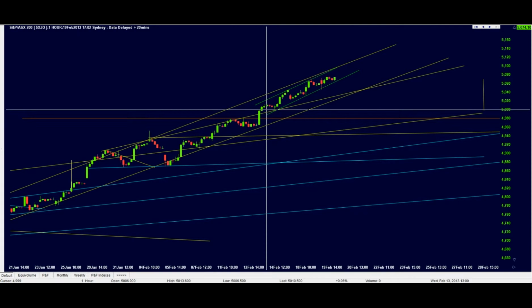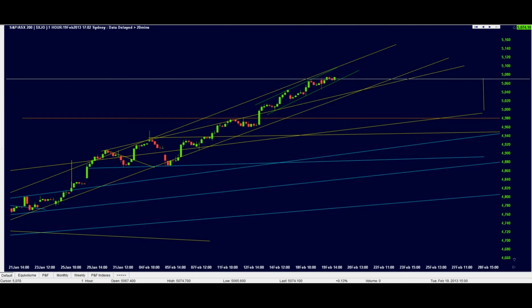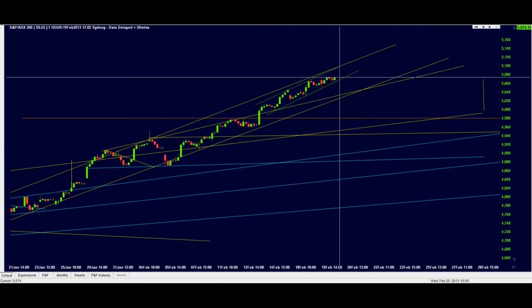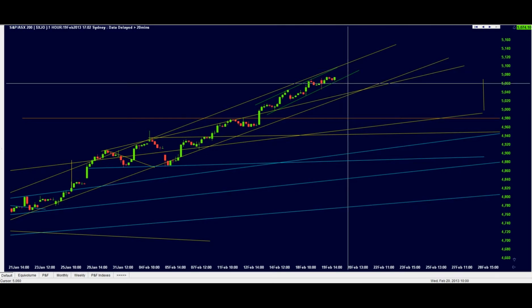Because when you see a larger channel working perfectly, and then all of a sudden we've seen this little channel just working ever so slowly, it tells us that similar to a rising wedge pattern, that the buying pressure is starting to wane. When we see the S&P 500 break its channel, it'll be interesting to see what kind of selling pressure that we see from the Asx200.